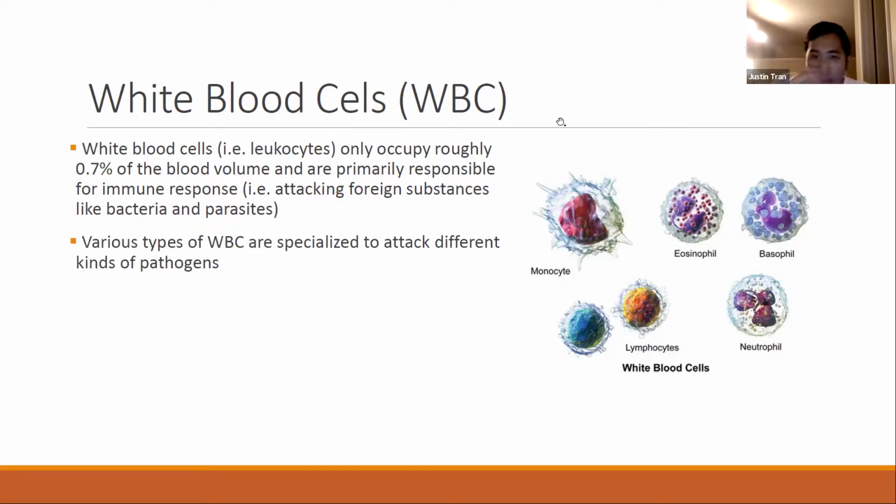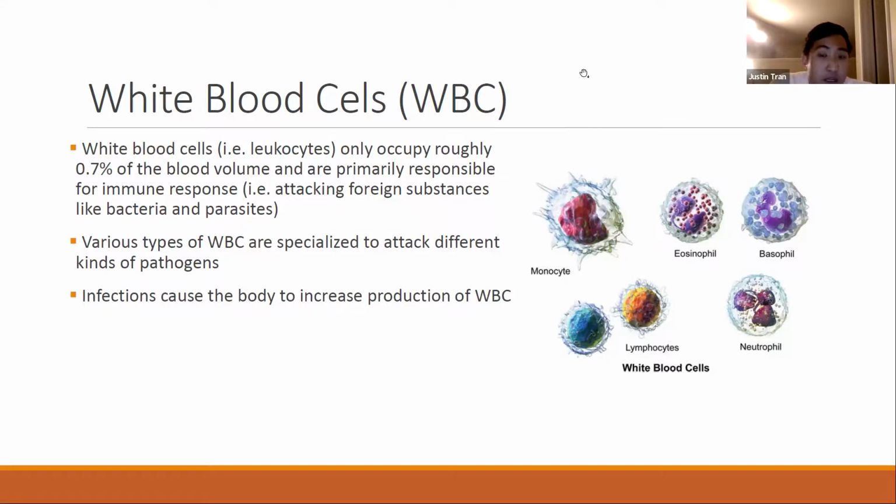There are lots of different types of white blood cells that are specialized to attack different kinds of pathogens, and here I have a few of them. We have a monocyte, and I used to be able to pronounce this one, but I'm drawing a blank right now. We have basophil, lymphocytes, and neutrophils. Each of these types is specialized to attack a different kind of pathogen.